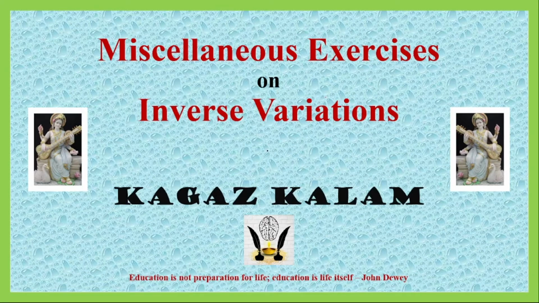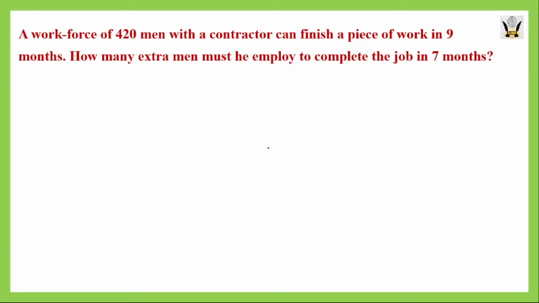Welcome back. In our last class, we learned the concept of direct variation and inverse variation. In today's class, we will be solving a few exercises based on inverse variations. The first problem says that a workforce of 420 men with a contractor can finish a piece of work in 9 months. So, what are the quantities?